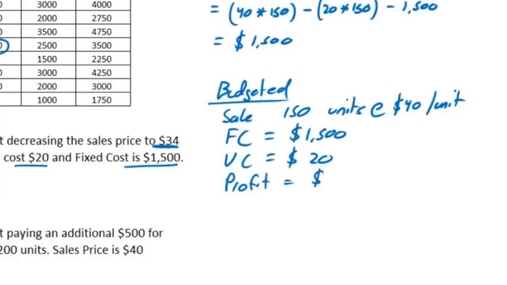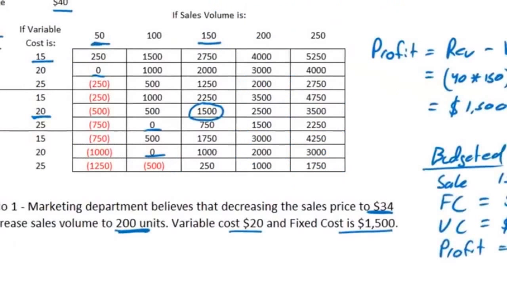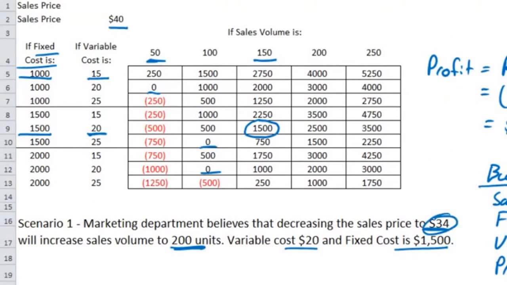That's what we originally budgeted, and if all these things worked out, we will end up with a profit of 1500. And you can see the number circled in the matrix over here. This is our original budget.